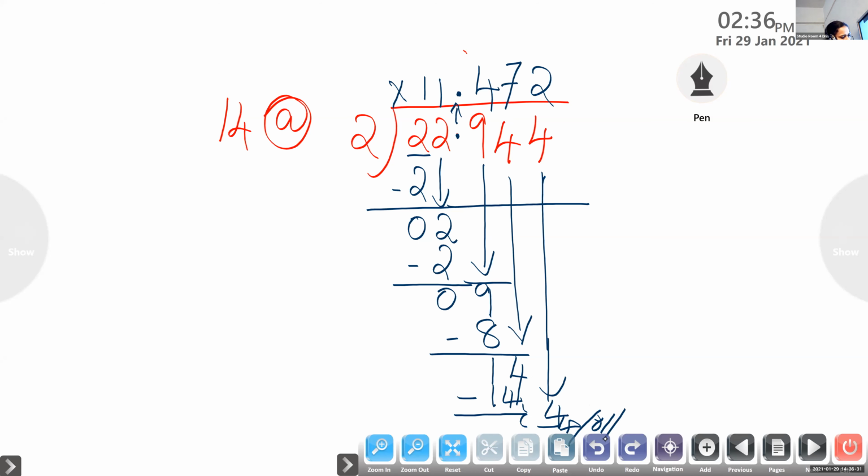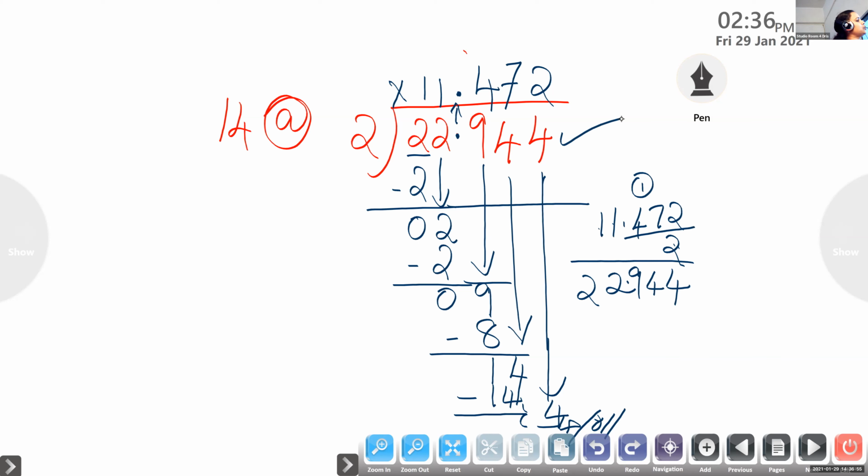So what is the answer, children? 11.472. Check whether you got this correct. 2 2s are 4. 7 2s are 14. 4 2s are 8 plus 1, 9. 2 1 2. And I got the correct answer. Here we have 3 digits and here also we should have 3 digits. So we got the dividend, so our division is correct.